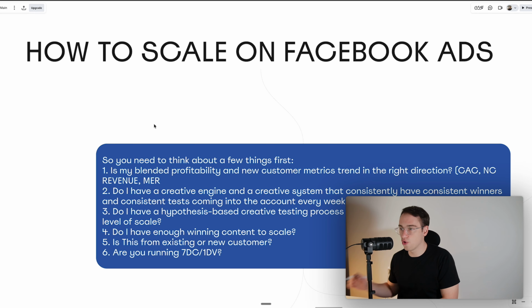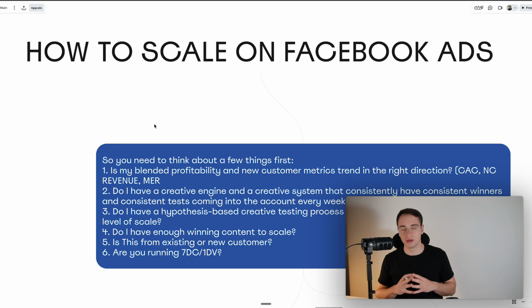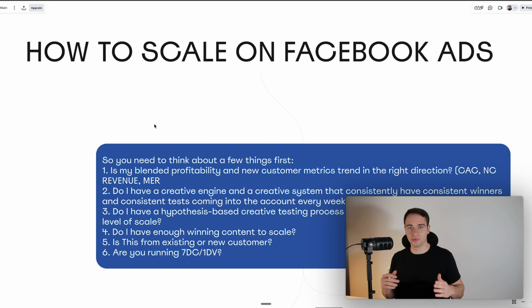So, how to scale your Facebook ads. Now, I really like this question because one of the most common things is people try to just jump straight into it. I need you to step back a bit and really define whether you are in a position to scale, first of all, and how you can scale in a more tactical format.